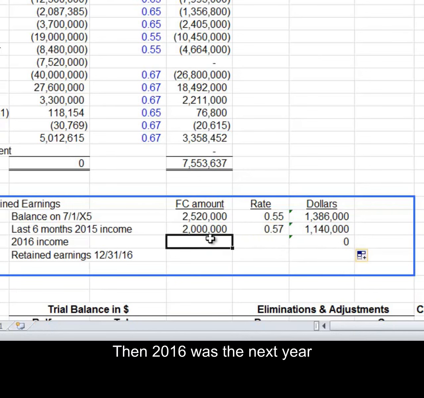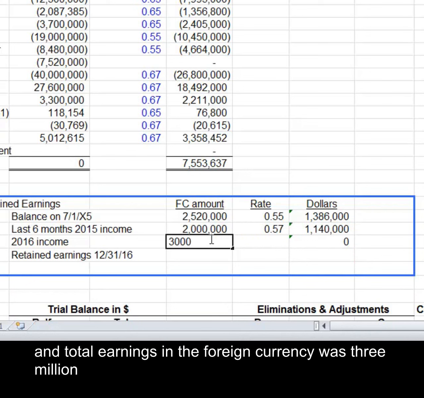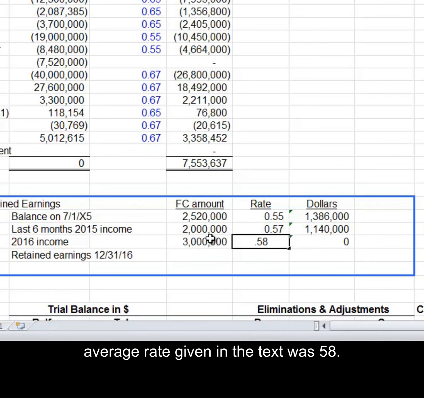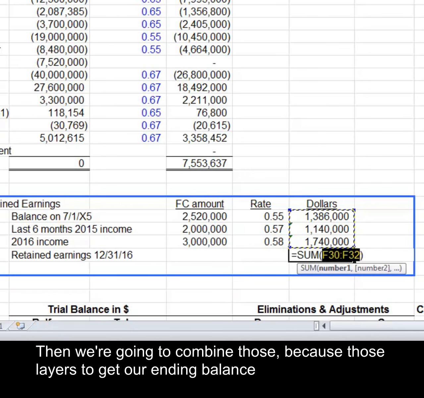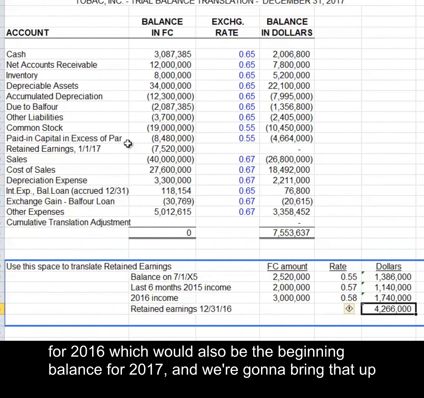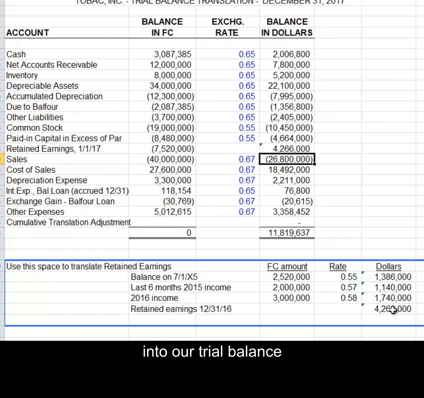Then 2016 was the next year, and total earnings in the foreign currency was $3 million. Average rate given in the text is 58. So that's how we get our dollar amount of $1,740,000. Then we're going to combine those, because of those layers, to get our ending balance for 2016, which would also be the beginning balance for 2017, and we're going to bring that up into our trial balance as a credit amount.